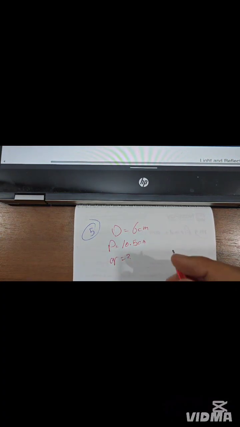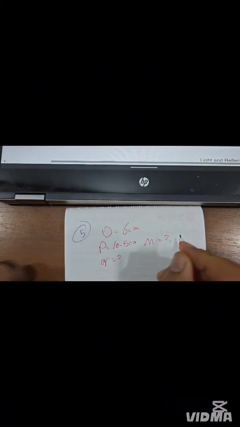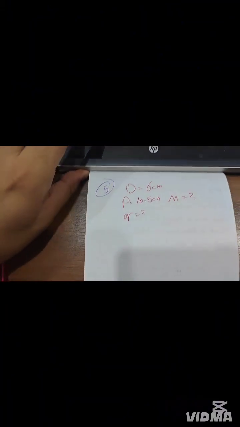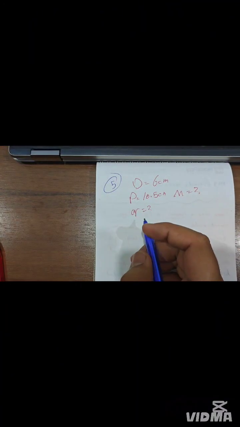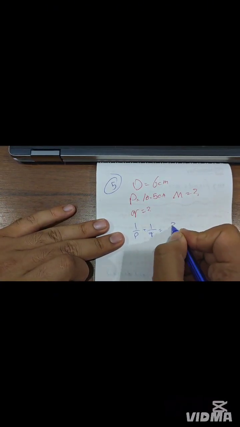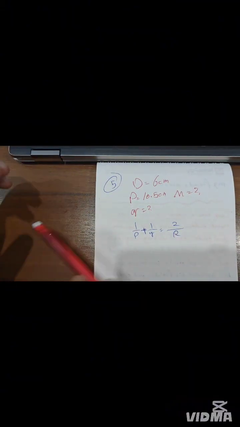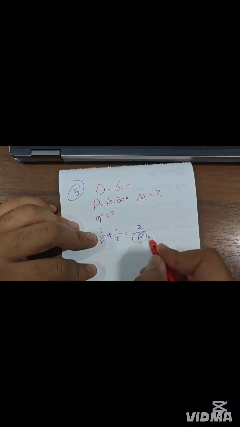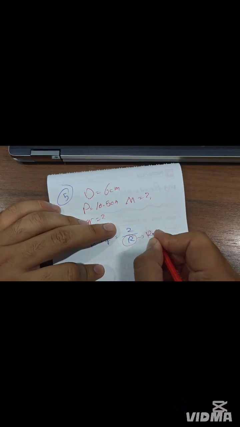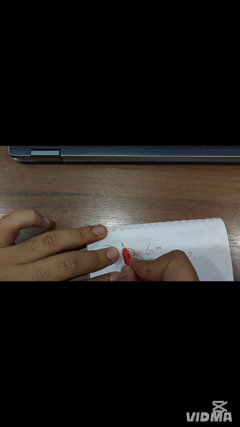Find the value of Q and magnification. Students, take a look in here. You have to write the other rule again: 1 over P plus 1 over Q equals 2 over R. But in here, we have a problem. R means radius, but in here, instead of radius, we have diameter.